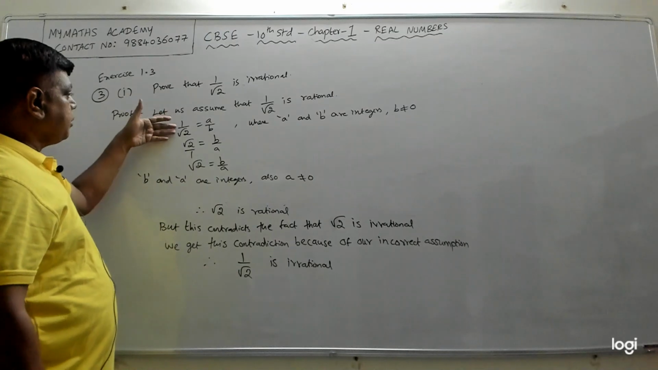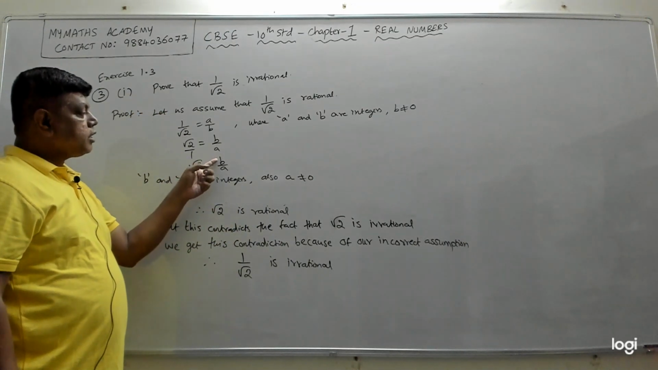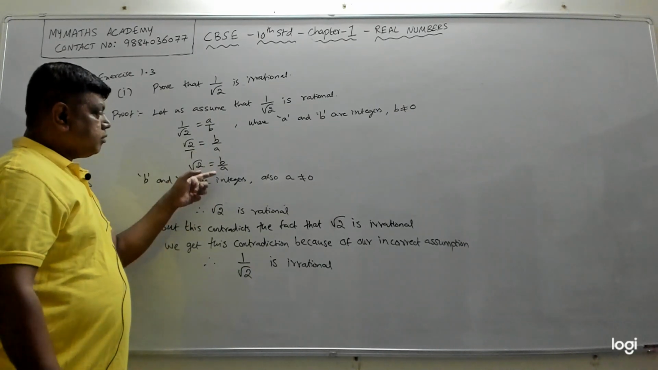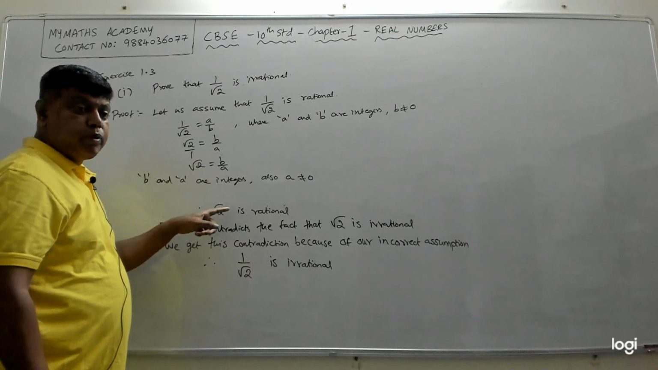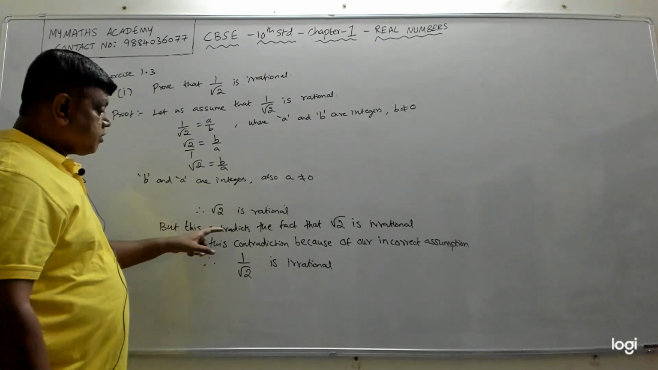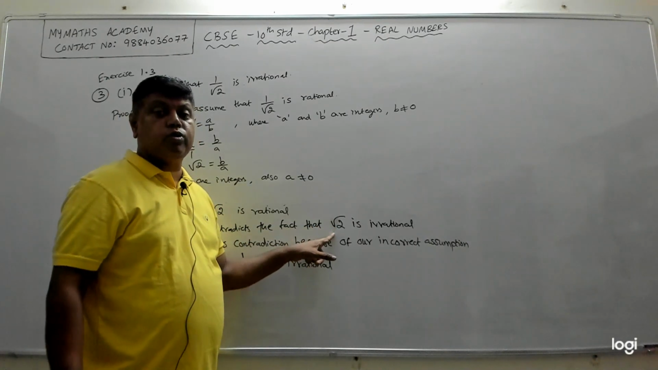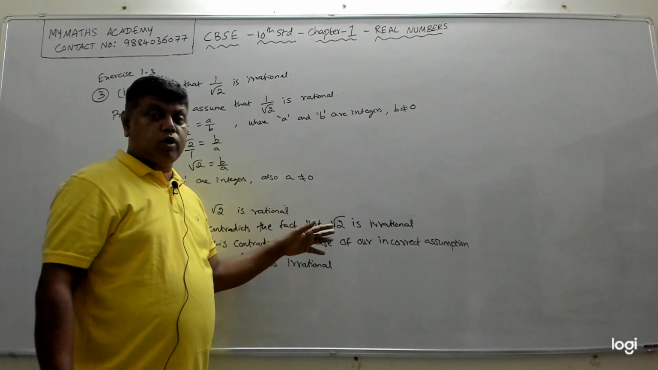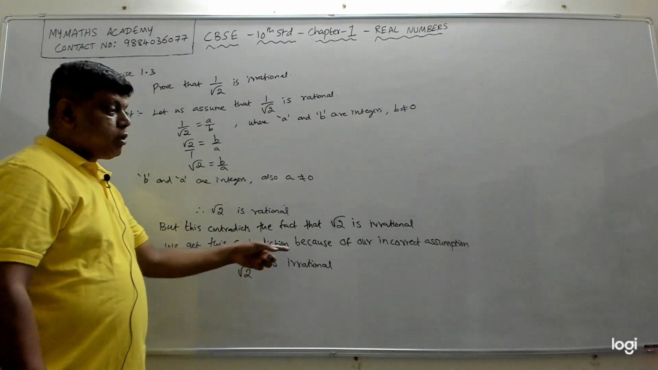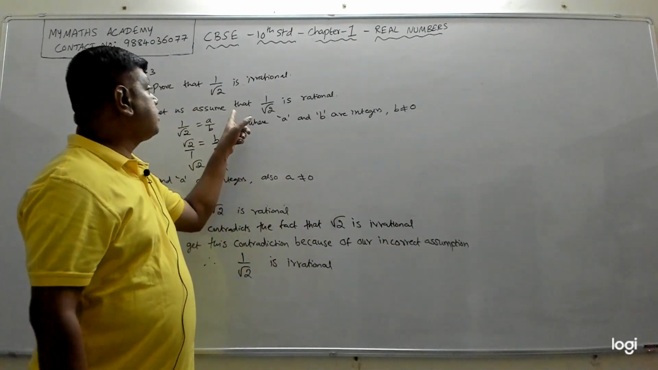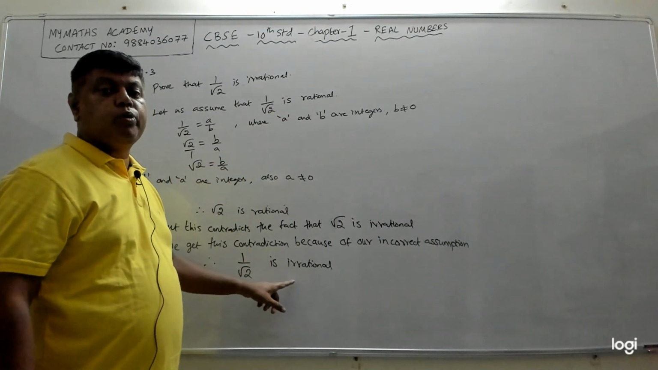The same way, we'll assume it as rational and get this. Then this will make root 2 rational because root 2 is written in the form of b by a, as a fraction. Whenever I am able to write root 2 in the form of a fraction, then root 2 becomes a rational number. But this contradicts the fact that root 2 is irrational. We proved that in the previous video, which you can watch. We get this contradiction because of our incorrect assumption. So our assumption that 1 by root 2 is rational is incorrect. Therefore, 1 by root 2 is irrational.